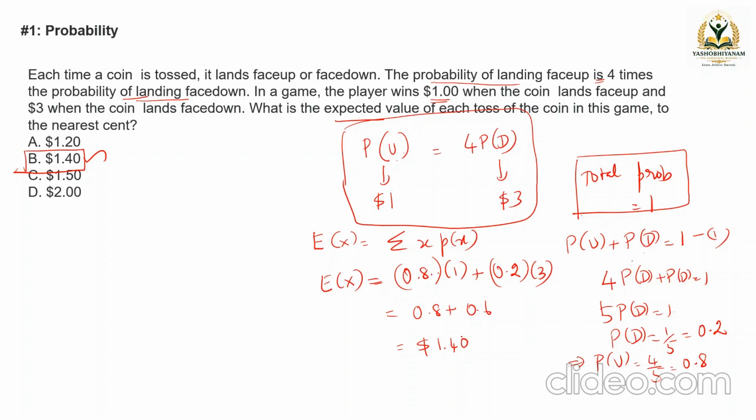Now E of x is nothing but sigma x times P of x. That's the formula for expectation. For the probability of face up, which is 0.8, the prize money is $1. So 1 times 0.8, plus the prize money of $3 when the coin is face down, that is the 0.2 probability, 0.2 times 3. So the total expected value here would be $1.40.